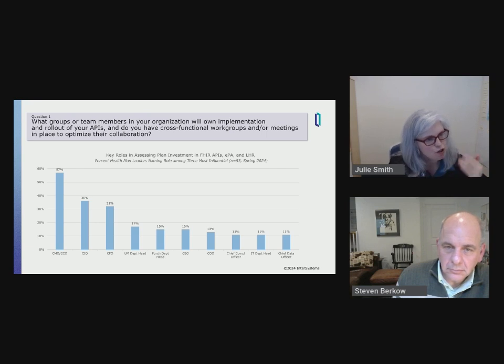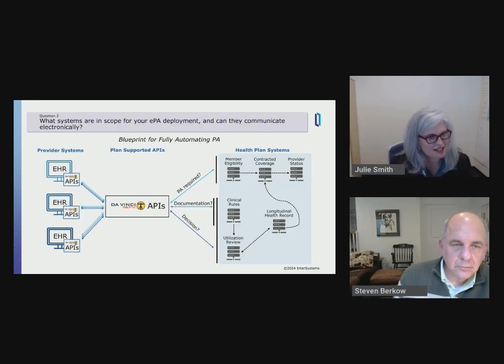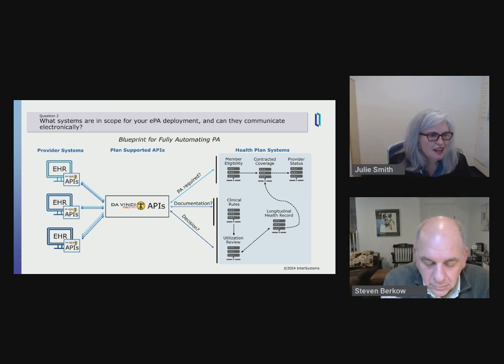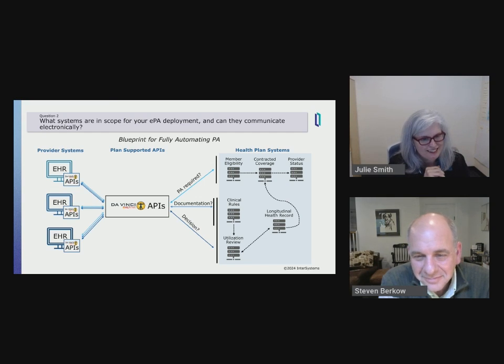I think we're going to continue to build on that to say this is not just an IT infrastructure issue, but truly an organizational structure issue. So when we think about question number 2, what systems are in scope for your electronic prior auth deployment, and can they communicate electronically? This really gets to the heart of the way things are done today and the way things will be done in the future, and the opportunity to say, what does the future look like? And I know, Stephen, you want to dive in a little bit further there.